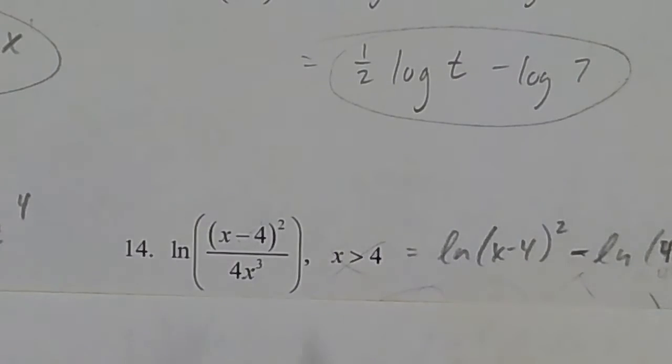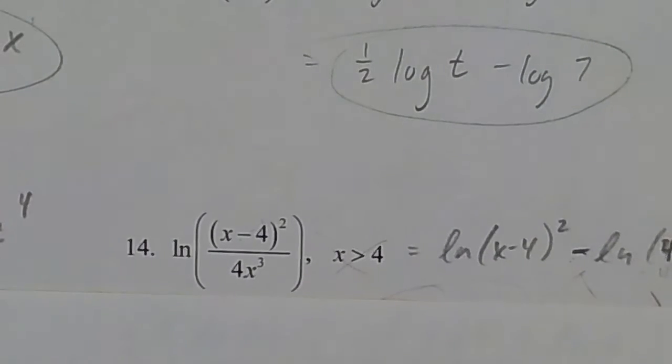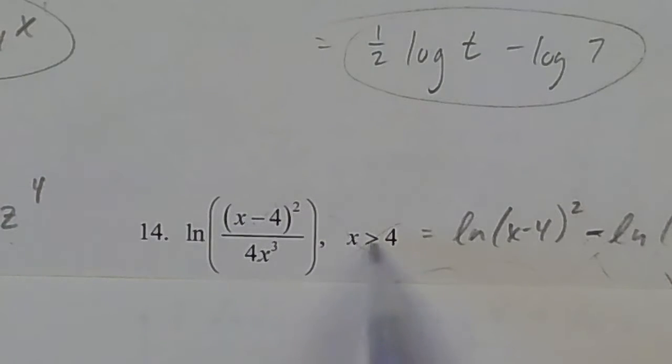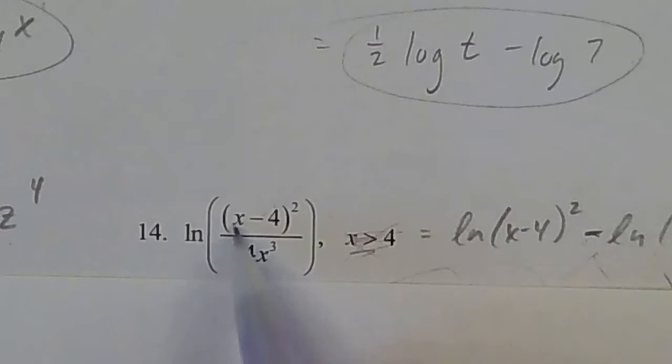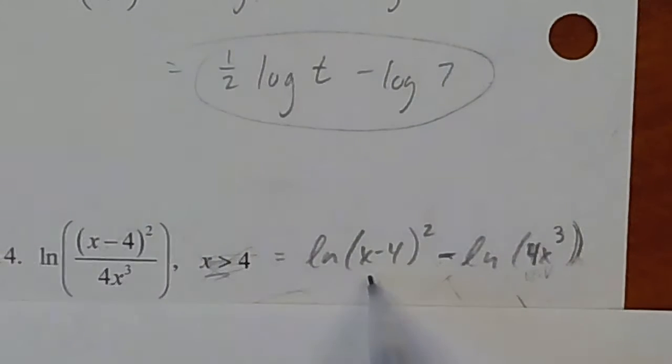Okay, here's your feedback on 14. Initially, like I said, you can ignore the domain. They listed it there. It's not going to affect your answer. But initially, we have a quotient, u over v. So we're going to write this as the difference of two logs. So natural log of u minus the natural log of v.